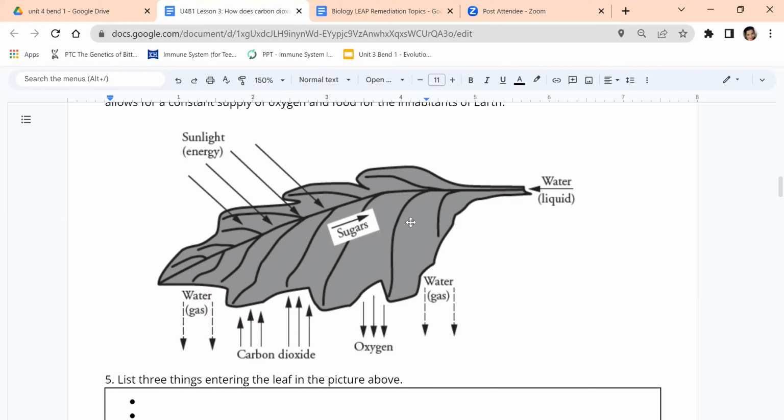And then things that are leaving the leaf, like I said, when the stomata are open on the underside of the leaf, sometimes water vapor gets out. So that's in the form of a gas. They lose water that way. And then also oxygen is leaving the plant, oxygen gas. And then sugars that are being made in the leaf during photosynthesis are transported out of the leaf via the veins to other parts of the plant.